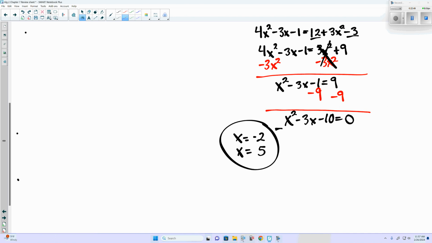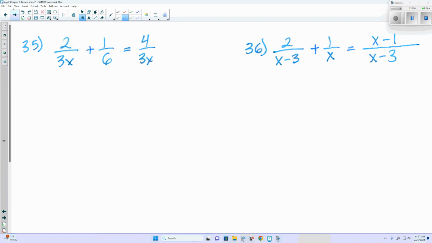There's only one of the solving problems on the test that you can't graph at the end and get the answer. Any other questions on this here? Yes. We can look at 35 next.